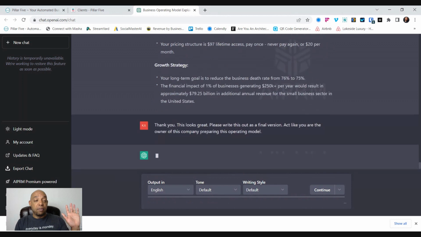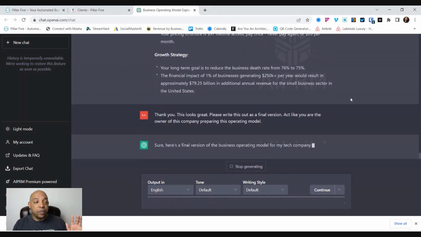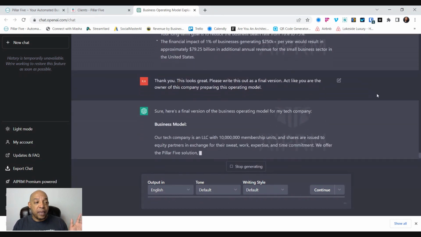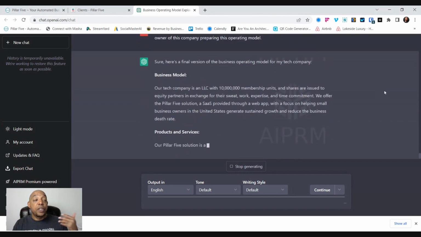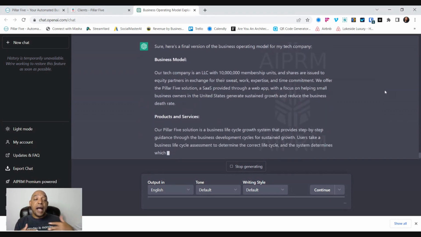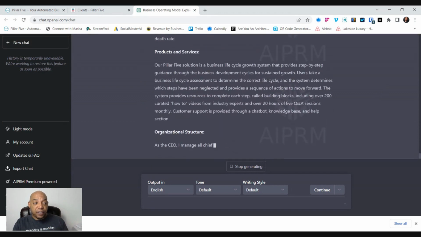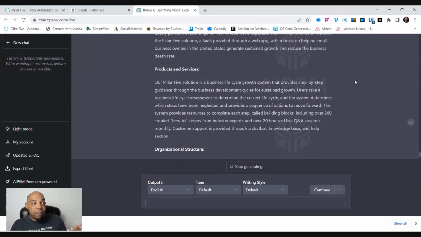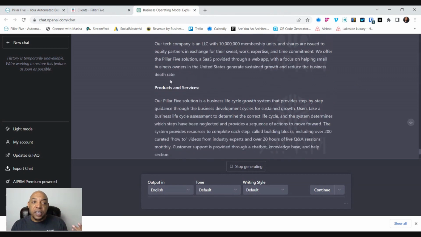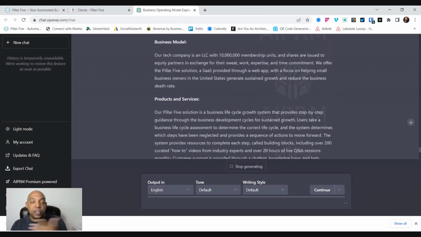Simple. Here you go. Final version: operating model for my tech company. So there it goes. Now it's going to take the information out of bullets and start talking to it in paragraphs. And you'll see the term "our," this is going to give you the difference, right? Our tech company. It's not speaking about something that's different. It's speaking in its own possession.